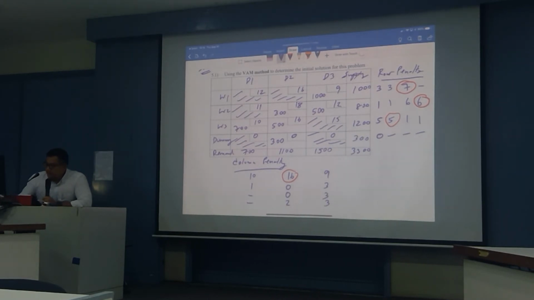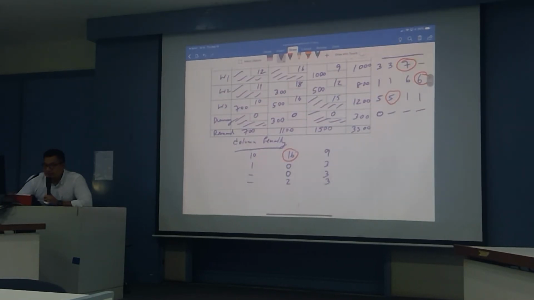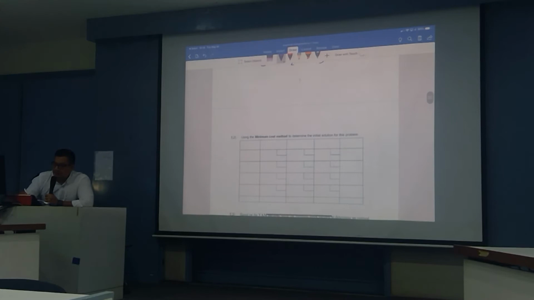The next one is that, what happens if we apply the minimum cost to find the initial solution? If you still remember the concept of minimum cost, we select the cell based on the lowest cost. Okay. So in this case, let me duplicate again. So for this one, D1, D2, D3, supply.